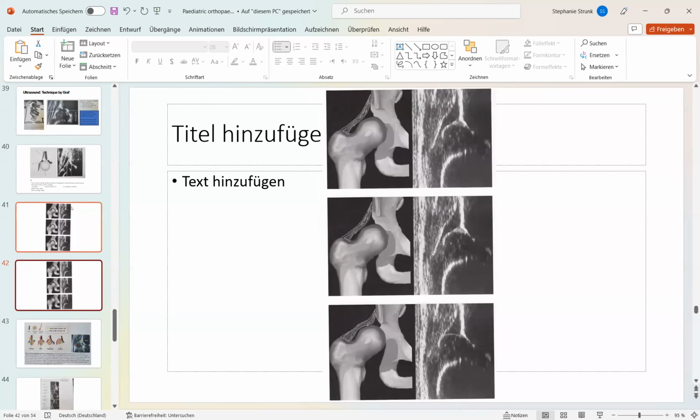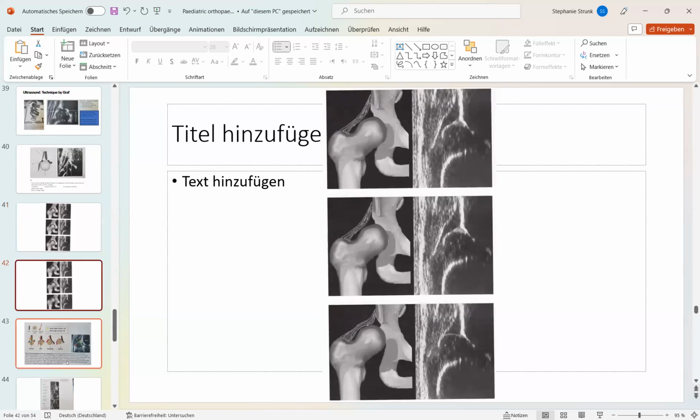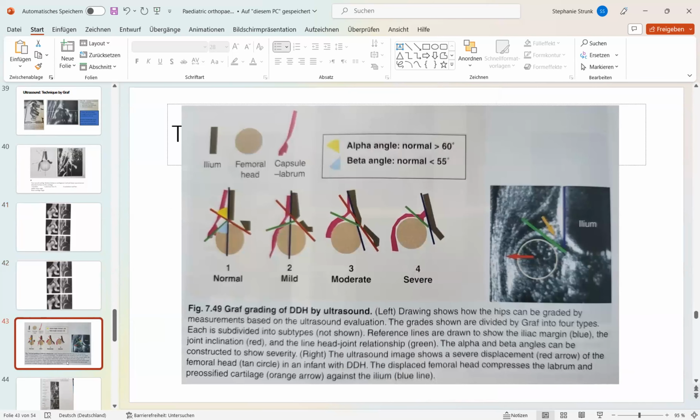If you go back to the other one, if you have a look at this picture, remember this one, and compare to that one, then you definitely do see a big difference. This is, again, from my English language textbook, also about the grading of DDH.